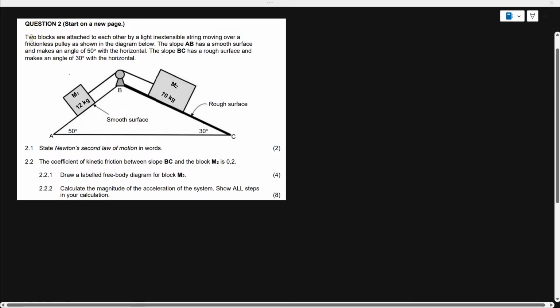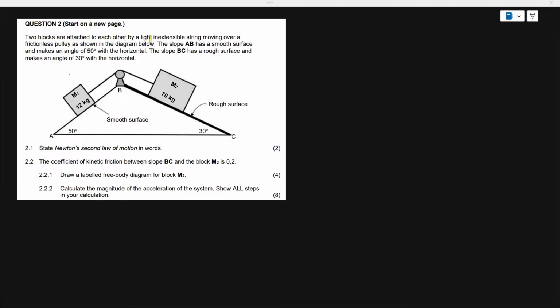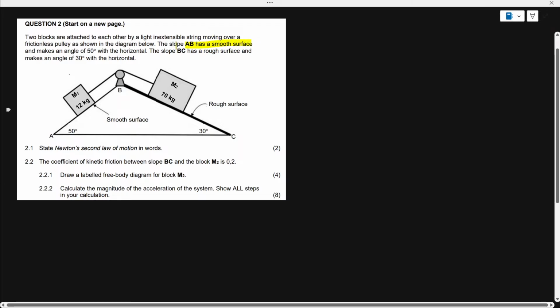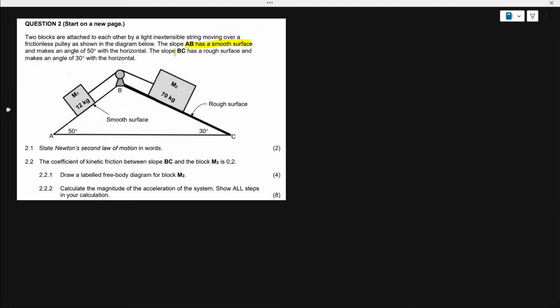So the question goes as follows. Two blocks are attached to each other by a light inextensible string moving over a frictionless pulley as shown in the diagram below. The slope AB has a smooth surface and makes an angle of 50 degrees with the horizontal. The slope BC has a rough surface and makes an angle of 30 degrees with the horizontal. And here is the diagram depicting all that scenario.